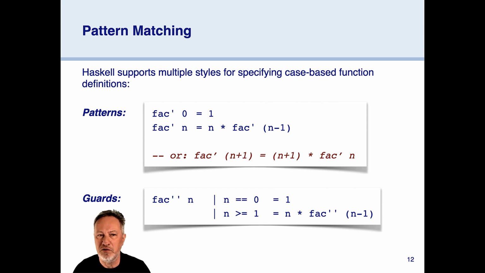Another style that's also supported by Haskell, which I don't like as much, but is perhaps a little bit more flexible and powerful, is using guards. So here factorial double prime n has multiple definitions separated by OR bars and equal signs. In between the OR bar and the equal sign is a Boolean expression which must evaluate to true. So if n is 0, then we return 1, and if n is greater than 1, then we return n times factorial double prime of n minus 1. Notice that if none of the guards are met, then the result is undefined.